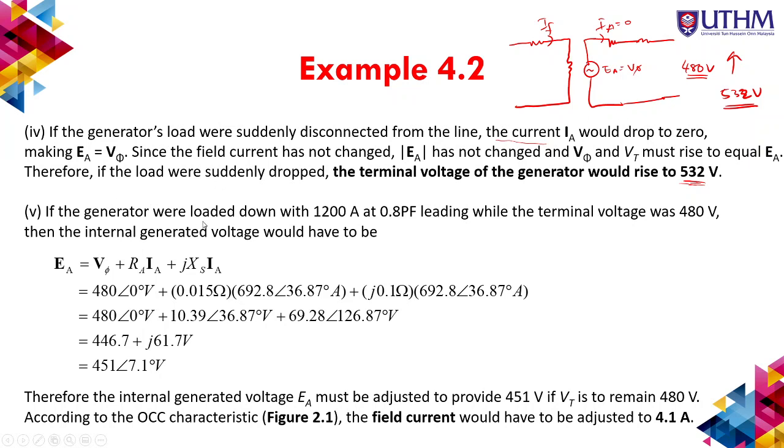Then if the generator were loaded down with 1200 ampere and 0.8 power factor leading, earlier we looked at lagging, so now leading. The terminal voltage remains the same at 480. So then what would the internal generator voltage EA be? V phase is already there, so V terminal equals VT equals 480.